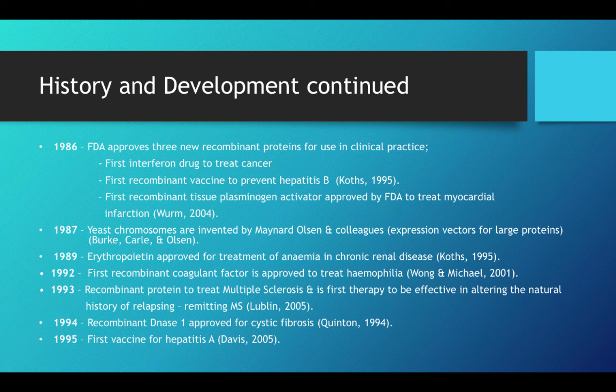In 1989, erythropoietin is approved for treatment of anemia in chronic renal disease. In 1992, the first recombinant coagulant factor is approved to treat haemophilia. In 1993, the first recombinant protein to treat multiple sclerosis is approved and is the first therapy to be effective in altering the natural history of relapsing and remitting multiple sclerosis. In 1994, recombinant DNase 1 is approved for treatment of cystic fibrosis. In 1995, the first vaccine for hepatitis A is approved.